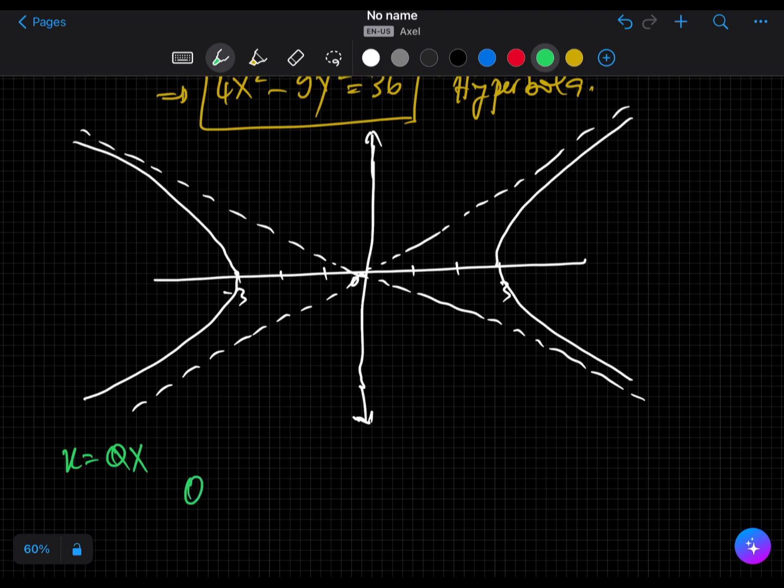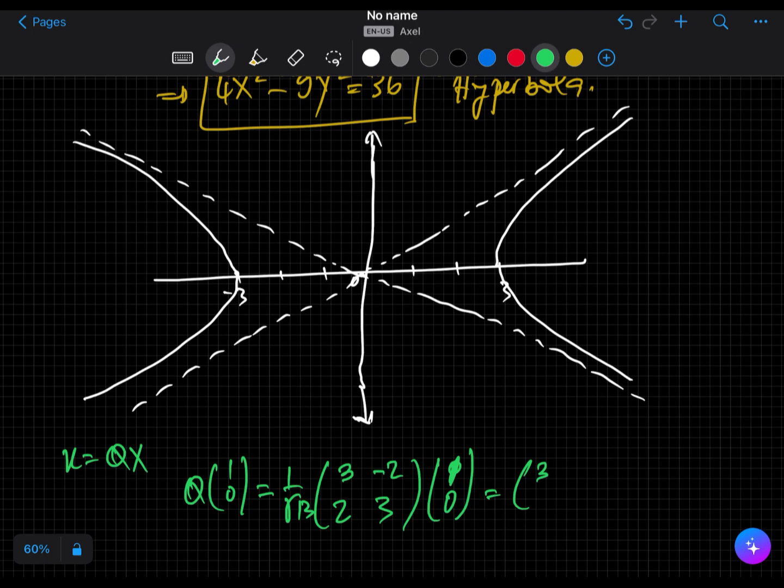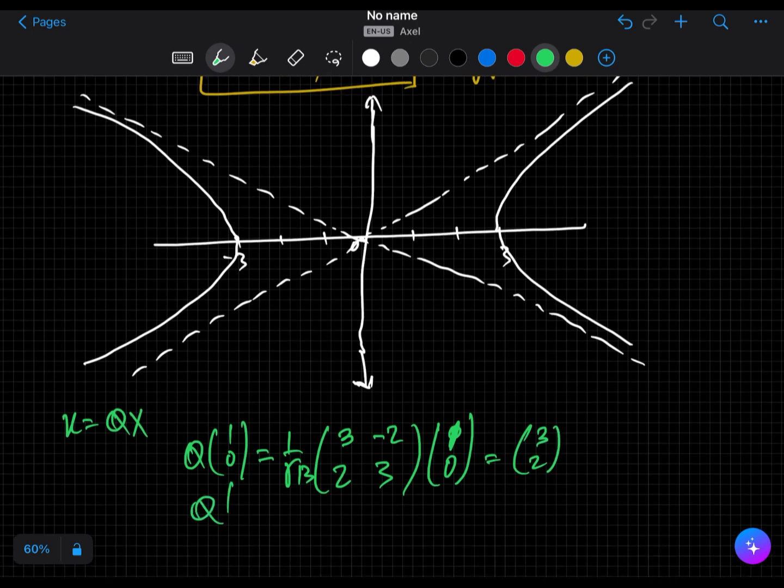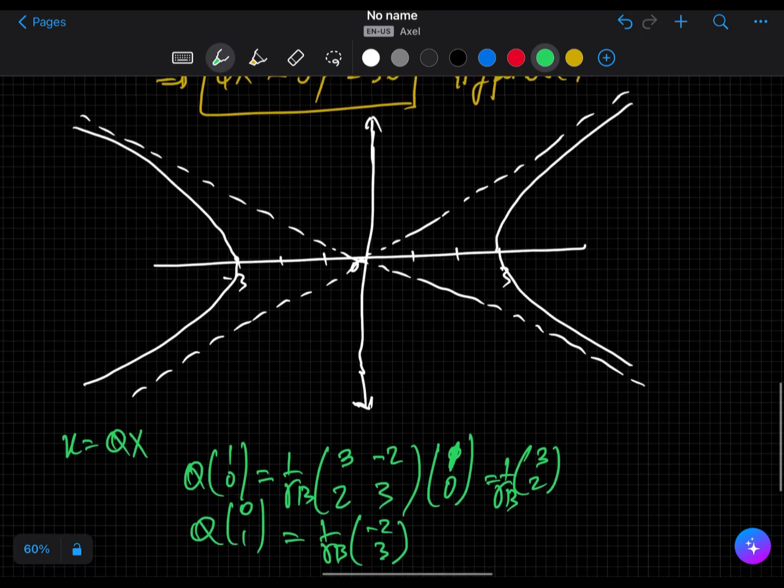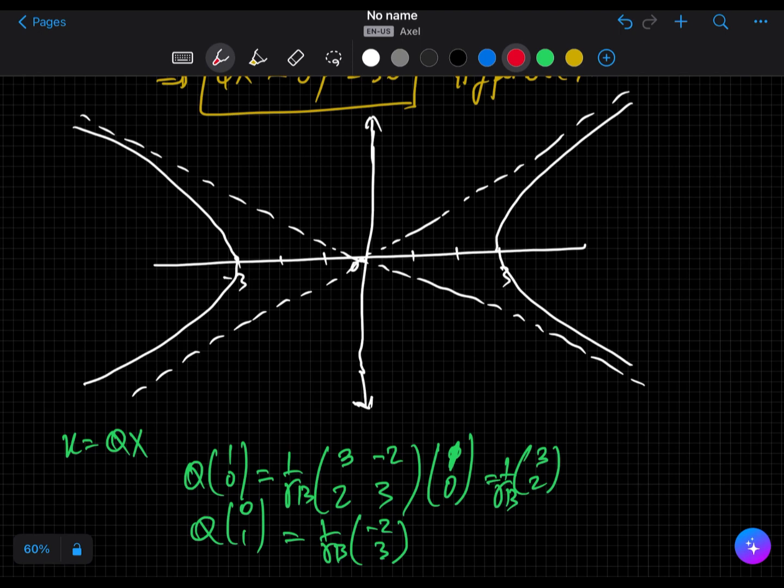So if we do Q times (1, 0), we have that Q is 1 over square root of 13 times the matrix 3, 2, minus 3, 2, which gives me (3, 2). And if I do the same with (0, 1), this will give me 1 over square root of 13 of (minus 2, 3). So I have 3, 2 here, and I have minus 2, 3.